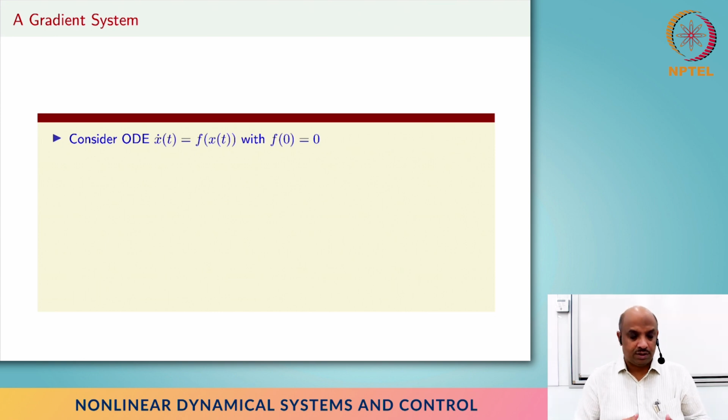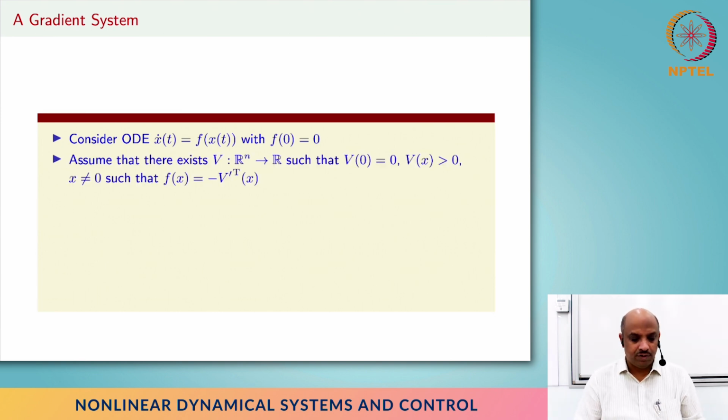So let's look at some of these different methods. The first one is gradient system. It's a very straightforward observation, I would say. Let's say somehow we have this function v, which is connected very well with f of x. So v happens to be the Lyapunov function candidate in the sense that v of 0 is 0 and v of x is positive for all non-zero x. And miraculously, let's say f of x happens to be equal to minus the gradient transpose of v of x, right?